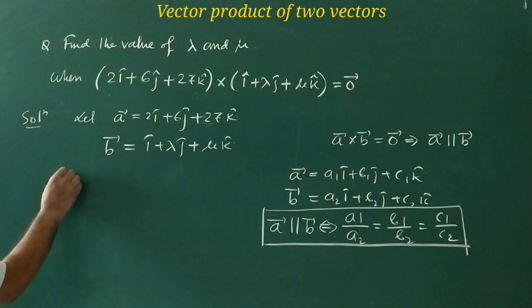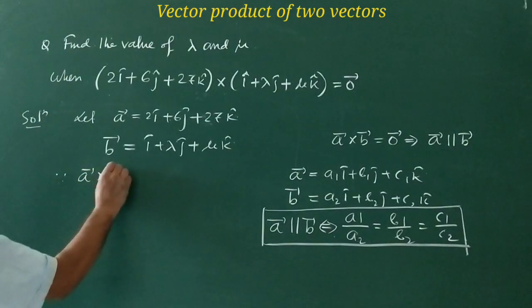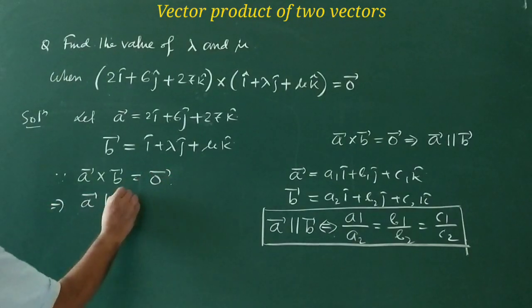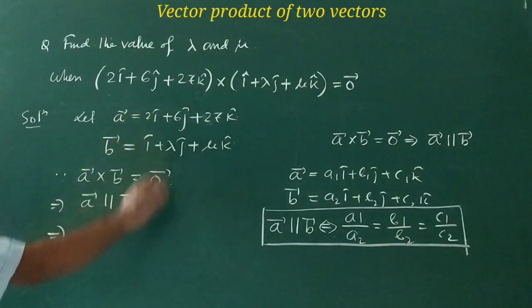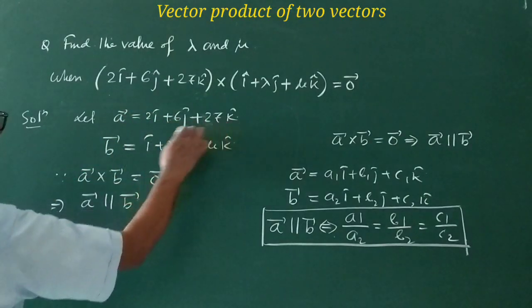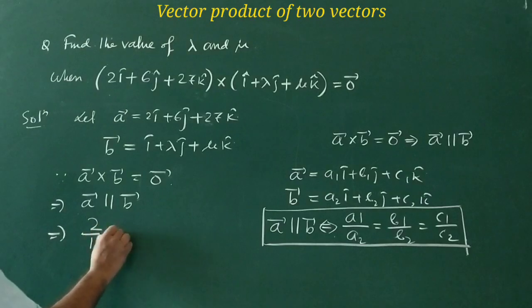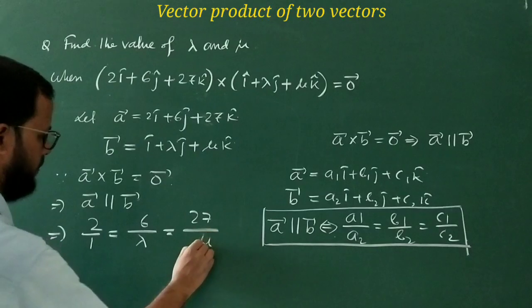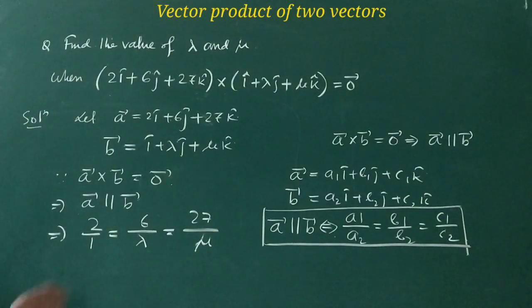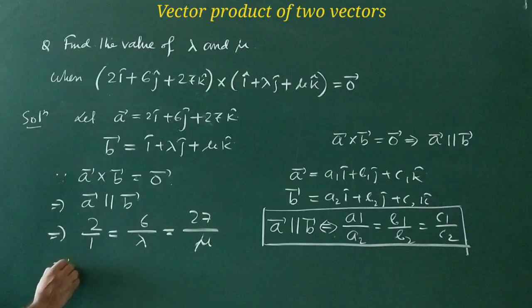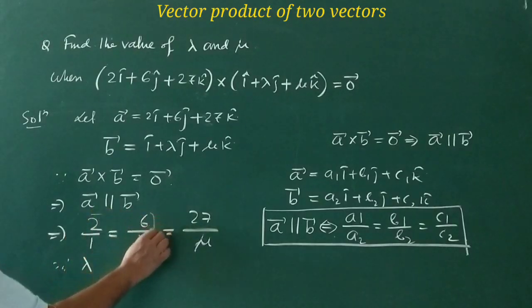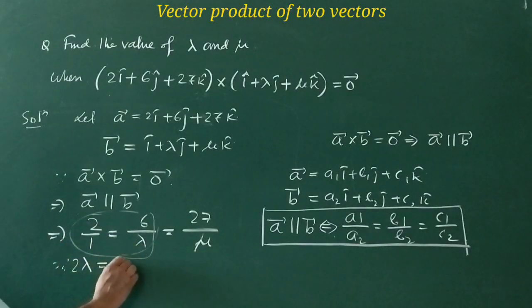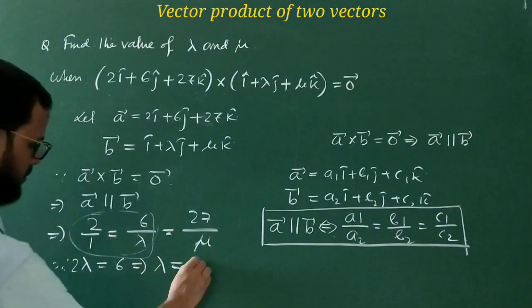Since A vector cross B vector equals the 0 vector, it implies both vectors are parallel, which implies their corresponding components are in the ratio 2 by 1 is equal to 6 by lambda equal to 27 by mu. Corresponding components are in the ratio. If you take these two results, then lambda is equal to 6 by 2, that is, lambda equals 3.